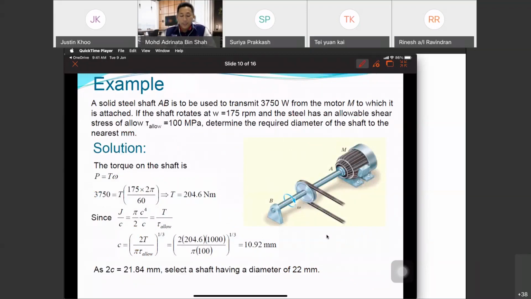A solid steel shaft AB is to be used to transmit 3750. What is this? Power. Power is in watt. From the motor M to which it is attached. So this is the motor. If the shaft rotates at omega equal to 175. So you have P equals T omega, omega equals 2 pi F, F equals N over 60. So you have P equals T 2 pi N over 60.